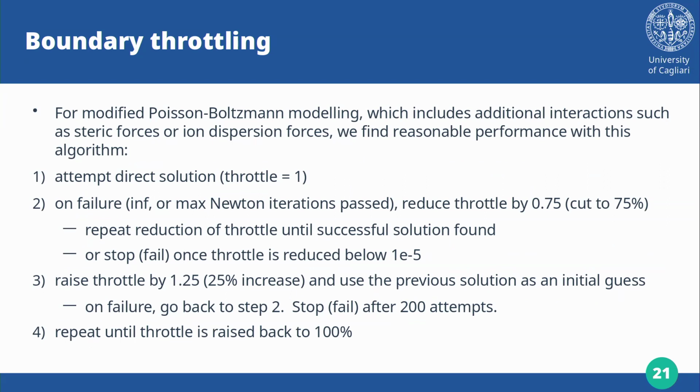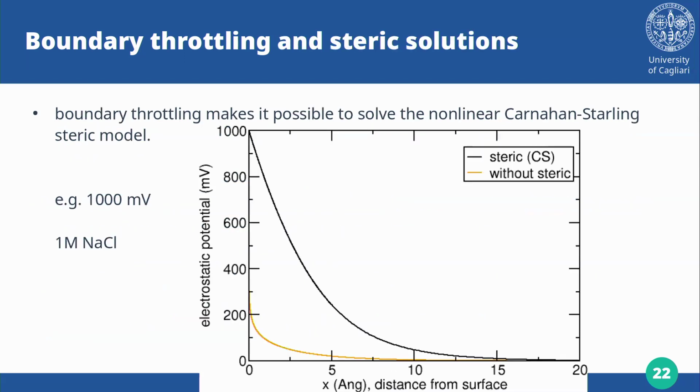If we have a failing solution, we apply the throttle by reducing the boundary condition by 3/4. If we get a solution, we can increase up by 1/4 and keep iterating until the throttle gets back to 100%, at which point we have the solution and we can stop. When we do that, we find we can get a solution at, well, 1 volt. So getting to electrochemical applications becomes accessible.